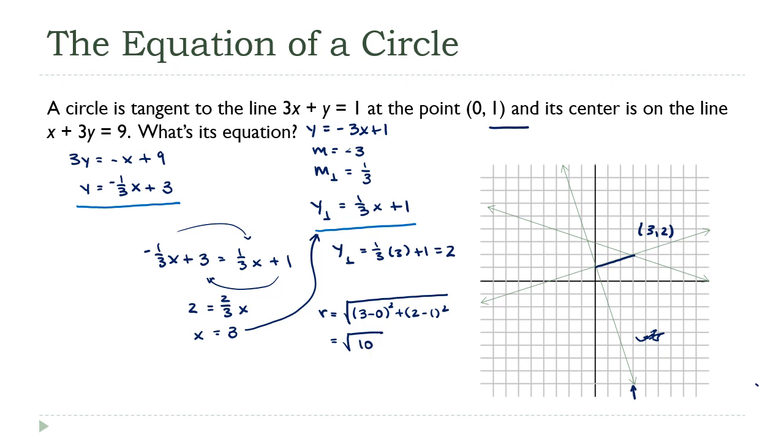And now I can get my equation. My equation is (x minus 3) squared plus (y minus 2) squared equals the square root of 10 squared, which is 10. And there you go.